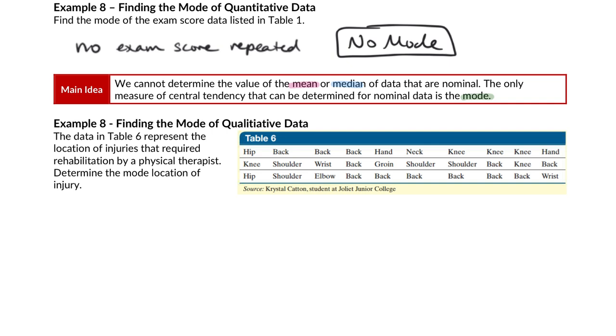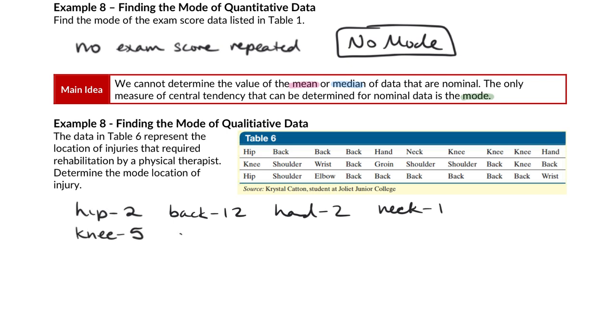Now, this would be very helpful if we had our frequency distribution, but since we've already done that once, let me help you make a quick chart here. The hip occurred twice. The back is on this list 12 times. The hand is on this list twice. The neck appeared on the list 1 time. The knee appeared on the list 5 times. Shoulder 4. Wrist 2. Elbow 1. And groin 1.